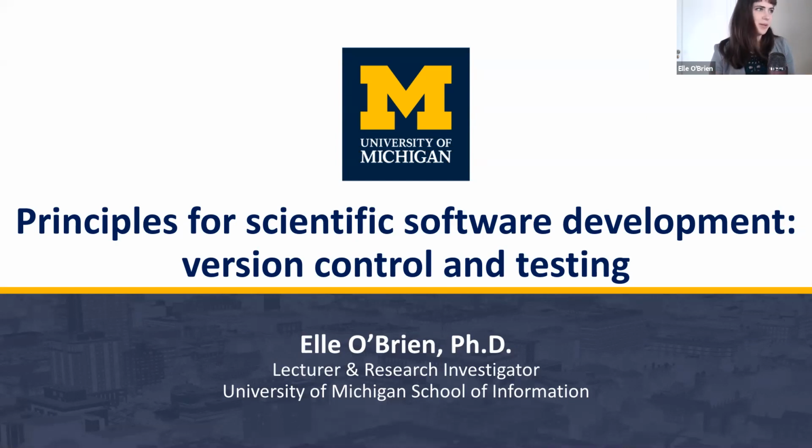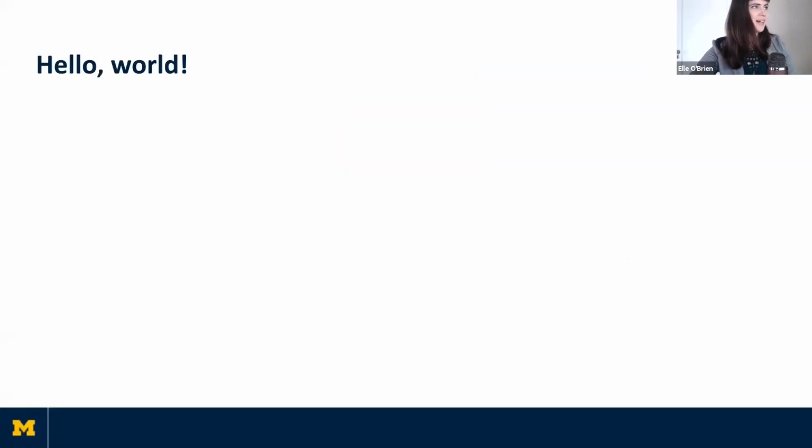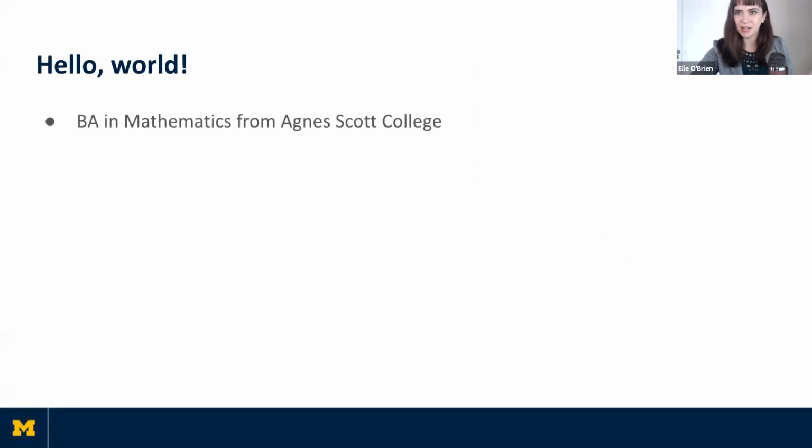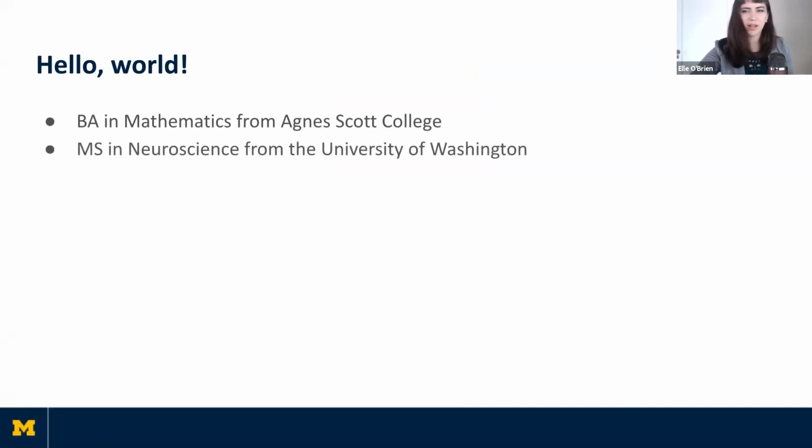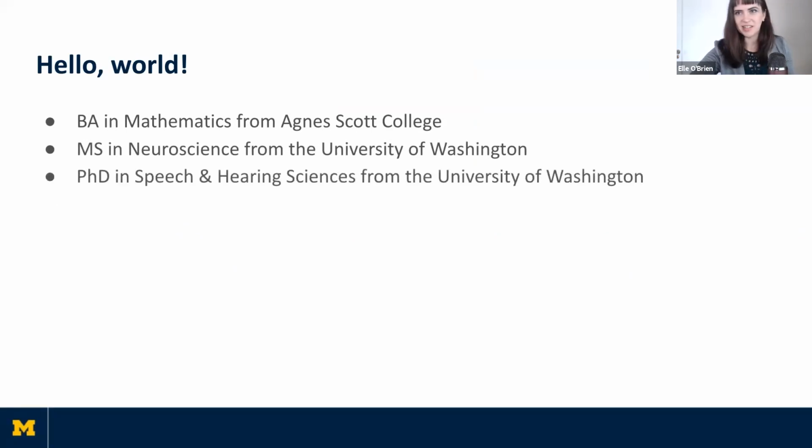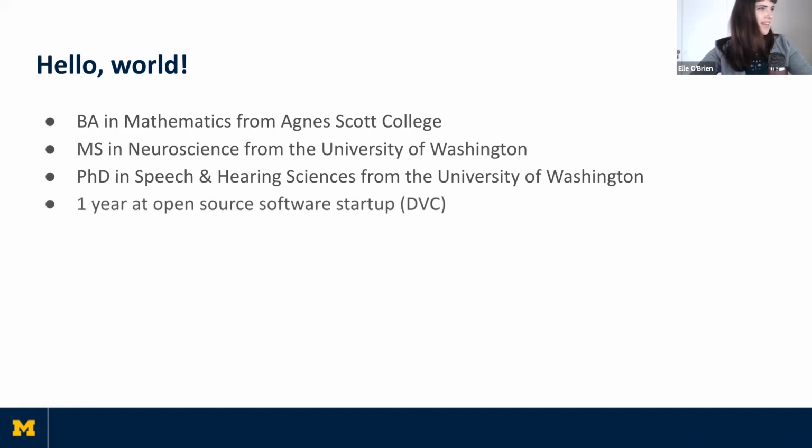I'm going to be talking to you about principles for scientific software development, version control, and testing. So we got a little bit of an intro, but just to summarize, my background is in mathematics. I did a very writing-proofs-on-paper kind of math degree. I did my master's degree working on biophysical models of cochlear implants, then a PhD looking into speech acoustics and the processing of these signals. Then after that, instead of doing a postdoc, I did a year at an open source software startup, which I'll share a little bit more about.